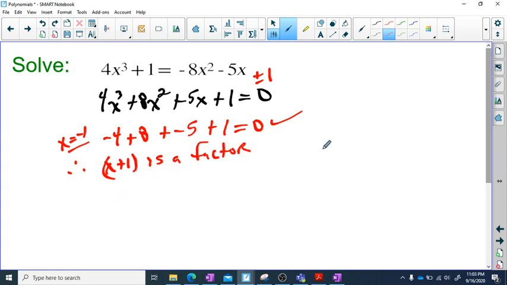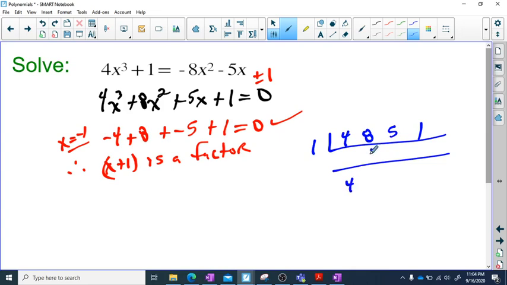All right, let's do our synthetic division over here to the side. So I'm going to divide x plus 1 into 4, 8, 5, and 1, which are my coefficients in descending order. 4 times 1 is 4, 8 take away 4 is 4, 1 times 4 is 4, 5 subtract 4 is 1, 1 times 1 is 1. Perfect, I get 0. Now this is the polynomial 4x squared plus 4x plus 1.